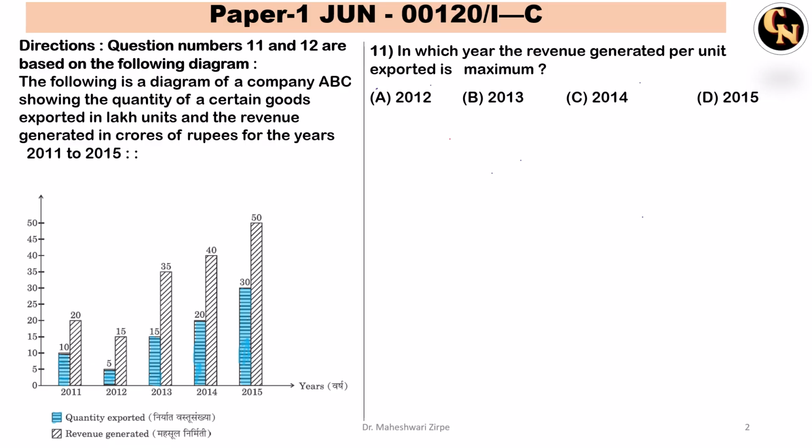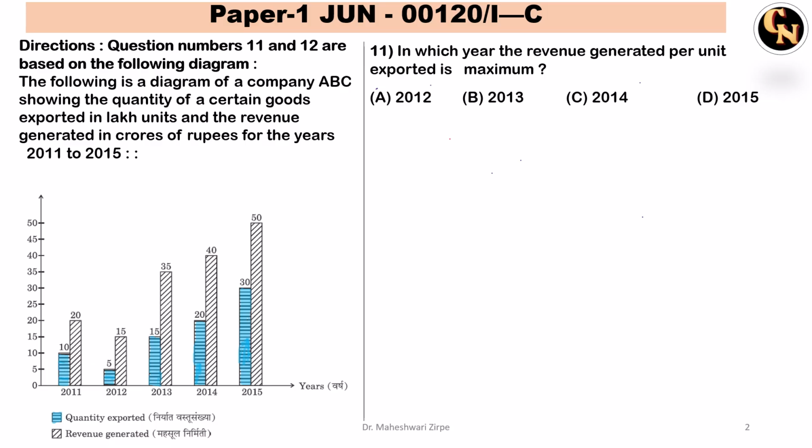Question number 11 and 12 are based on the following diagram. The following diagram of a company ABC shows the quantity of certain goods exported in lakhs and the revenue generated in crores of rupees for the years 2011 to 2015.